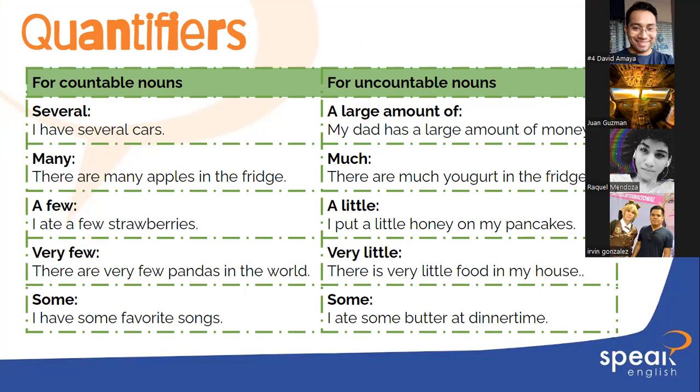Very little. Okay. There is very little ice cream in my fridge. Very good job. This is uncountable. That's why you use very little. Few is for countables, and little is for uncountable. Let me see. David, can you give me an example of many?